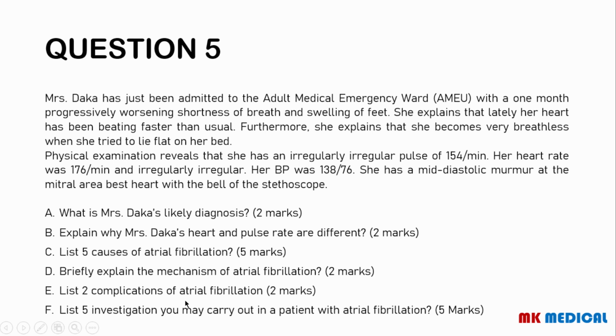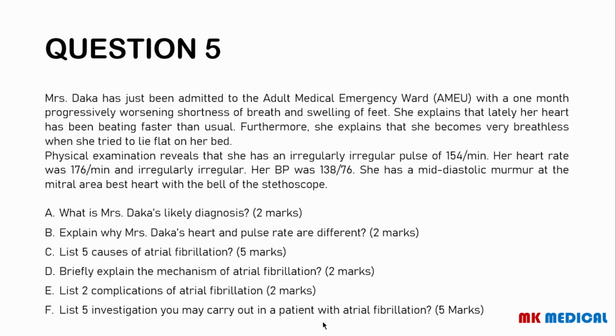Then list 2 complications of atrial fibrillation. You could have thromboembolic phenomena, strokes, acute heart failure, pulmonary edema. Then list 5 investigations you may carry out in a patient with atrial fibrillation. You want to do an ECG, an echo, and a chest x-ray. You want to do thyroid function tests because hyperthyroidism can cause atrial fibrillation.